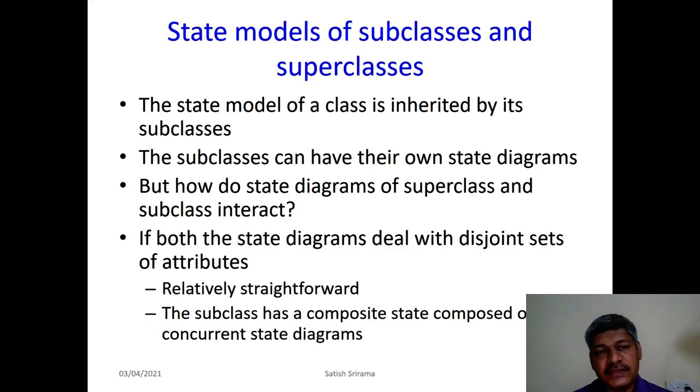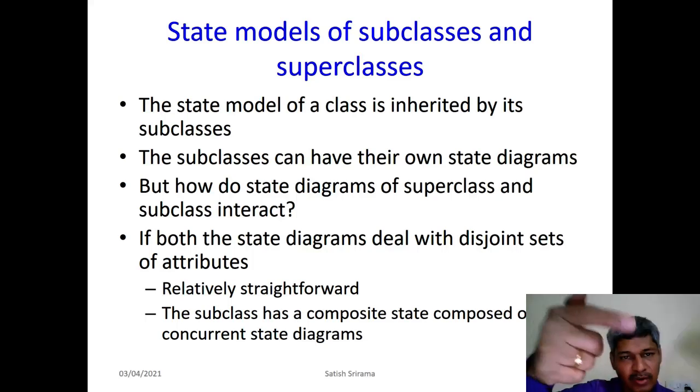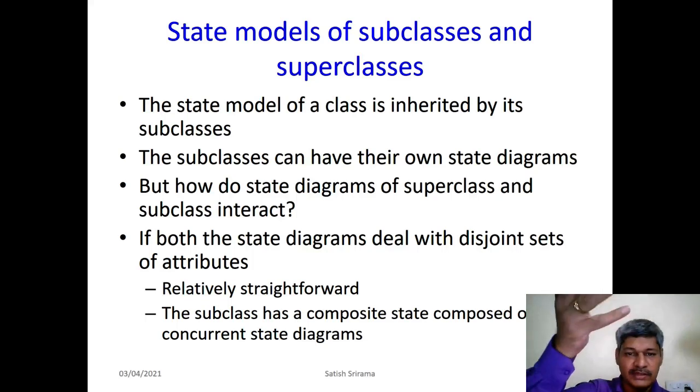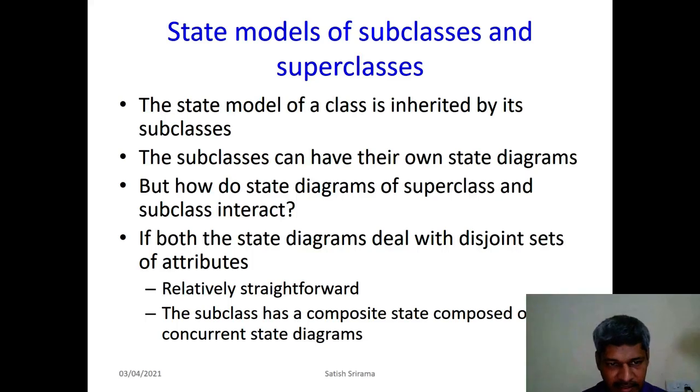Then another interesting concept is the generalization relationship among classes. We have subclasses and superclasses. What happens to the state models? The state model of a class is inherited by its subclasses. But the interesting thing is that the subclasses can also have their own state diagrams. The superclass has its own state diagram, which is inherited by the subclasses, but the subclasses can have their own as well.